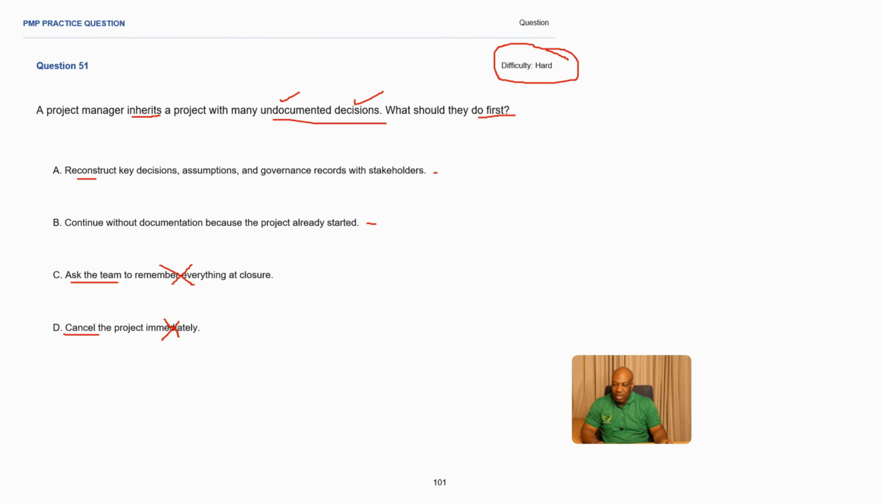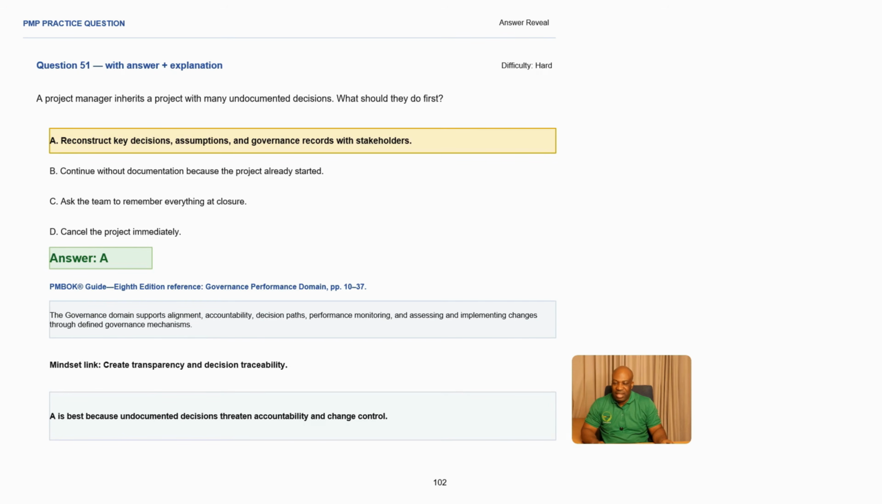All right. So the first one is to reconstruct key decisions, assumptions, and governance records. So this is going to help on the decision, especially the governance. Okay, the governance part. Let's say B, continue without documentation. All right. It is one of the best practices as a project manager to be always documenting throughout the project, making this one incorrect. So the best answer here is A. Okay. So A is our best answer.